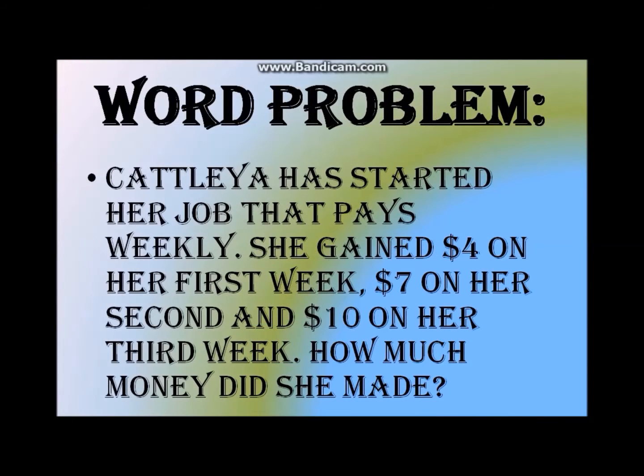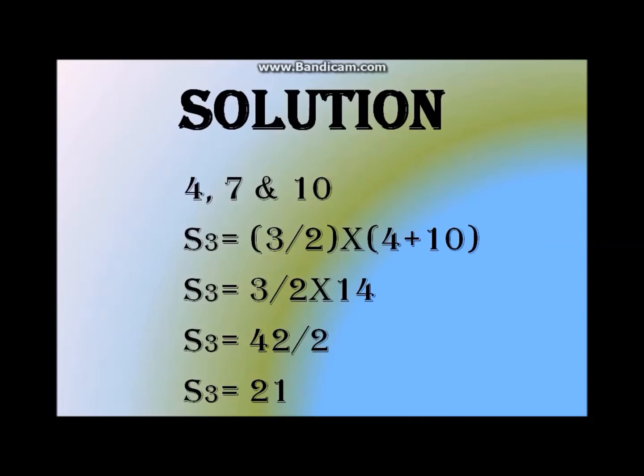So let's try to apply the arithmetic series in real life. Here we have a word problem. The problem is, Galileo started her job that pays weekly. She gained $4 on her first week, $7 on her second, and $10 on her third week. So how much money did she make? You can try to pause the video and solve the problem yourself. I will give you a few seconds and then I will show you the solution.